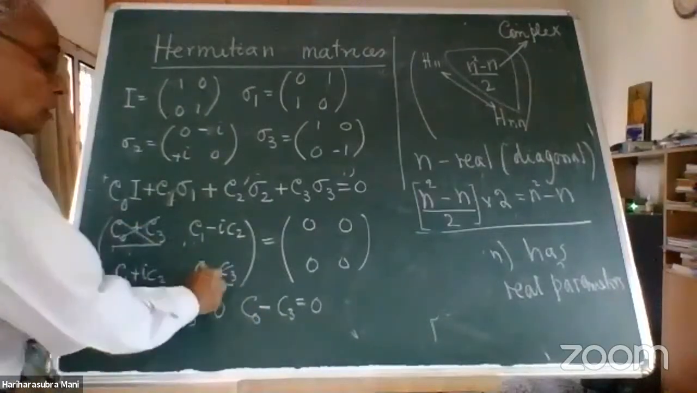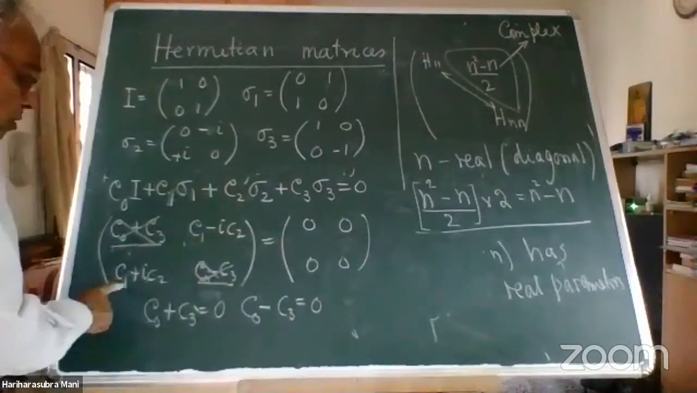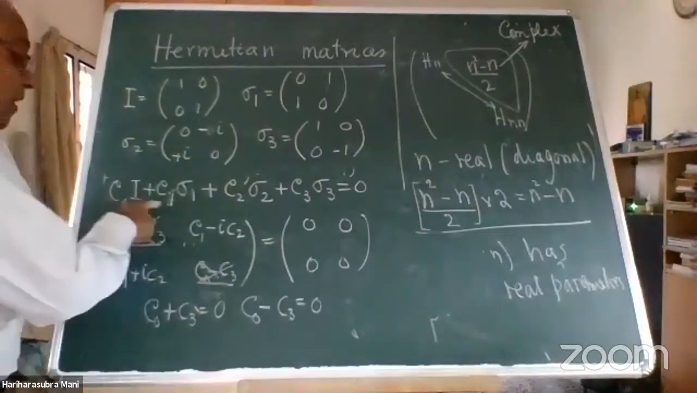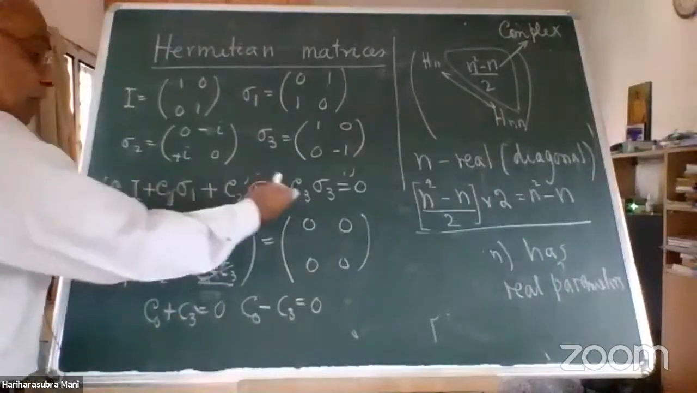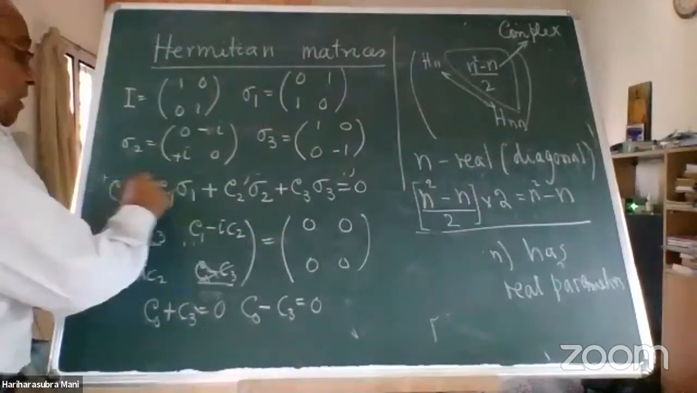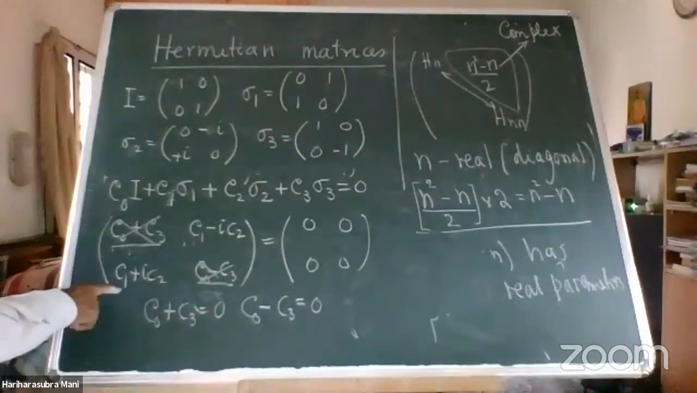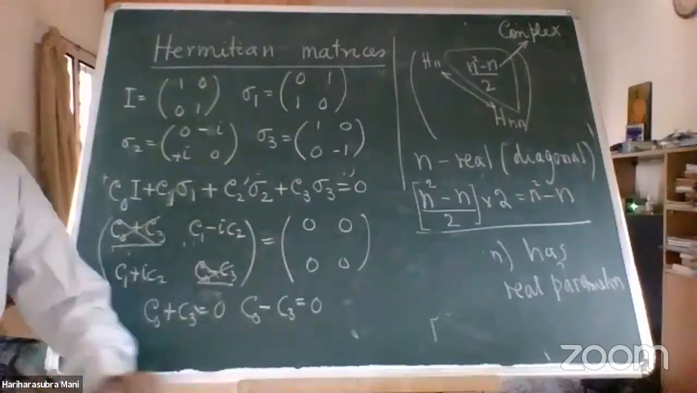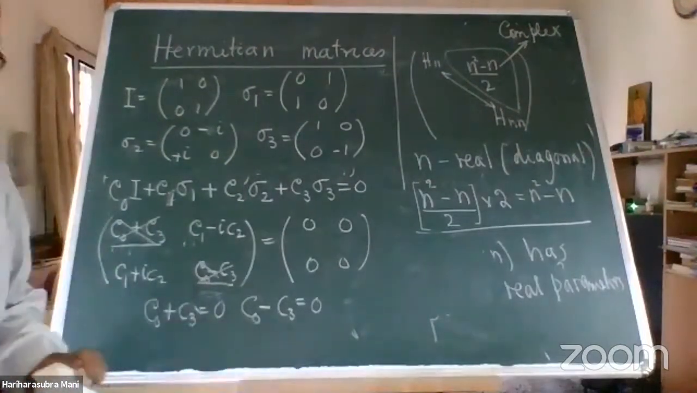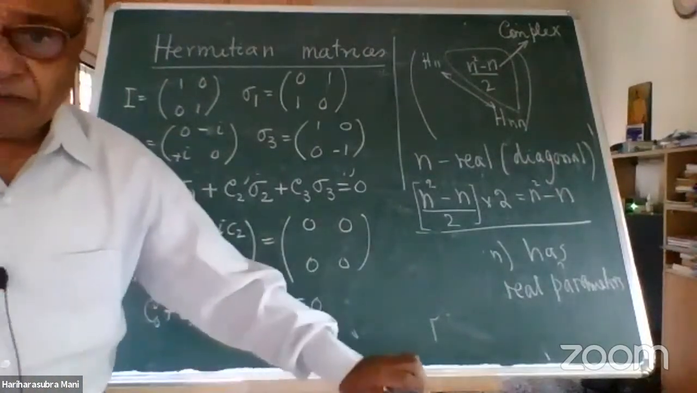So it's gone. What about here? C1 minus IC2 is 0, C1 plus IC2 is 0. These are real constants I am taking. If I don't take real constants, they will not be Hermitian matrices, because these are all Hermitian matrices. So I get C1 equal to 0, C2 equal to 0. So they are all linearly independent. You cannot write any more linearly independent vectors in the space of 2 by 2 Hermitian matrices. That's it. Nothing more.